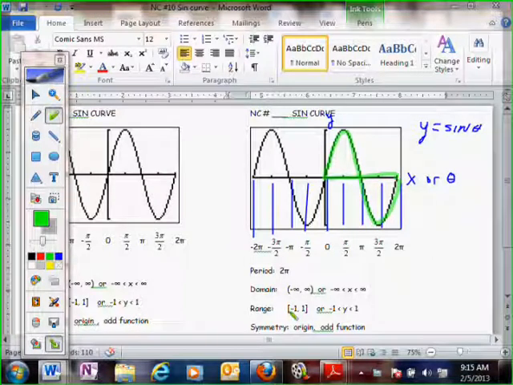The range of this basic sine curve is negative 1 to 1. The lowest point is at y equals negative 1. The highest point is at y equals positive 1. It has origin symmetry, which means it's an odd function. You could say it has odd symmetry. If you recall from the beginning of the year when we talked about origin symmetry or odd functions, when you look at this graph right side up, like we're looking at it now, if you take your note card and turn it over 180 degrees or rotate it 180 degrees, you'll see that it looks the exact same. That's origin symmetry, which means it's an odd function.